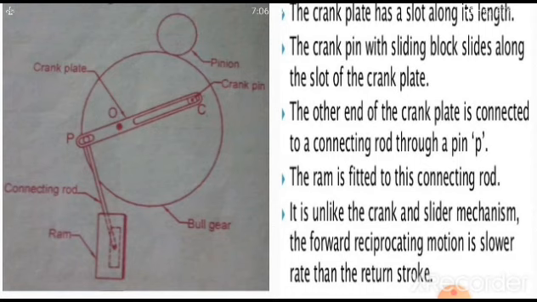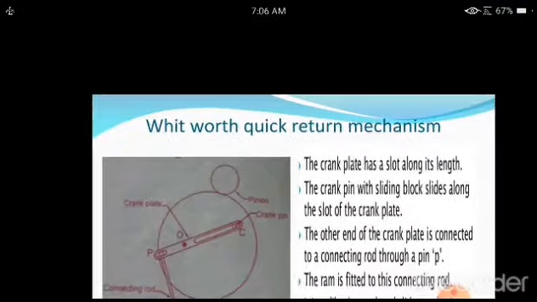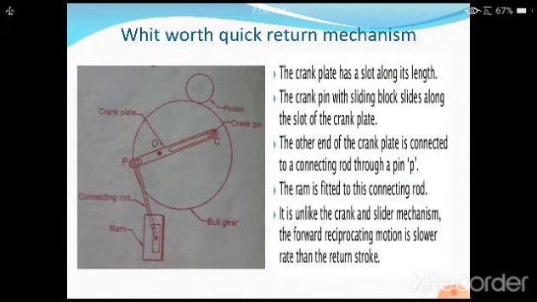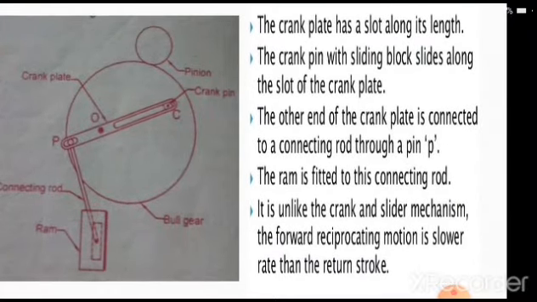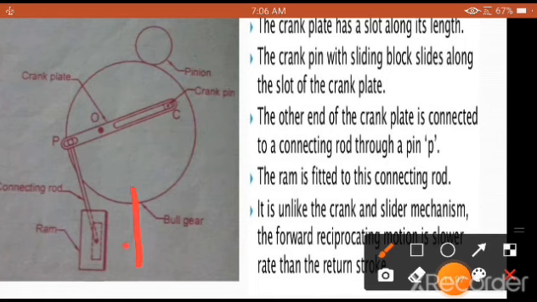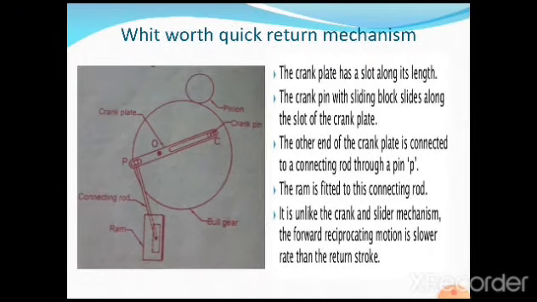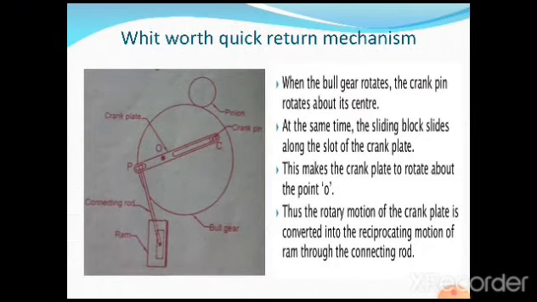It is unlike the crank and slider mechanism. The forward reciprocating motion is at a slower rate than the return stroke. We need to see that always. It is not like a crank and slotted link mechanism here. The forward reciprocating motion should be slower. That means this motion should be slower, and this motion should be fast. That is, the downward movement should be slow and the upward movement should be fast. That is how the mechanism is going to work here.